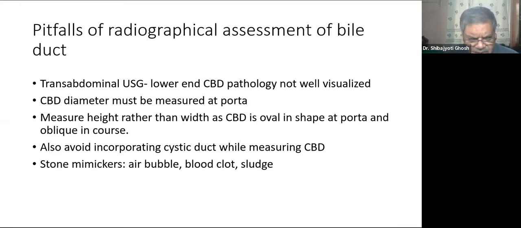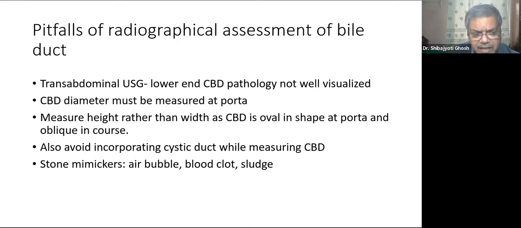Now, if you just consider that if you take a cross-section of a vertical tube, the cross-sectional area will be less than if you take a cross-section of the same tube when it is lying obliquely. So the imaging of the common bile duct in ultrasonography is operator dependent. So that thing is very, very important. So to standardize this, the diameter at the porta hepatis should be measured.